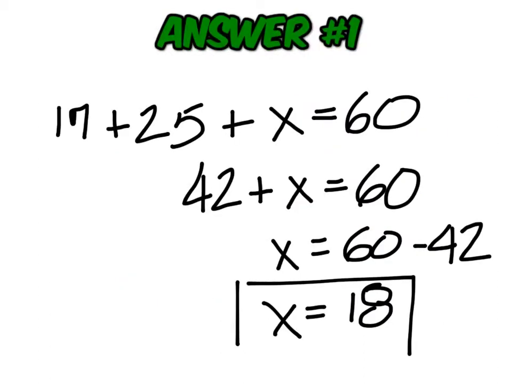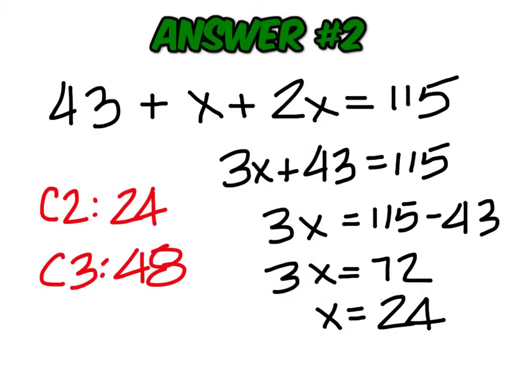On the first one, 17 plus 25 plus x equals 60 would be enough, but you have to find the answer. As you were directed yesterday, you have to find the answer. So if you do this, 17 plus 25 to get 42, you would subtract this from the right side to get the x by itself, and the answer is 18.